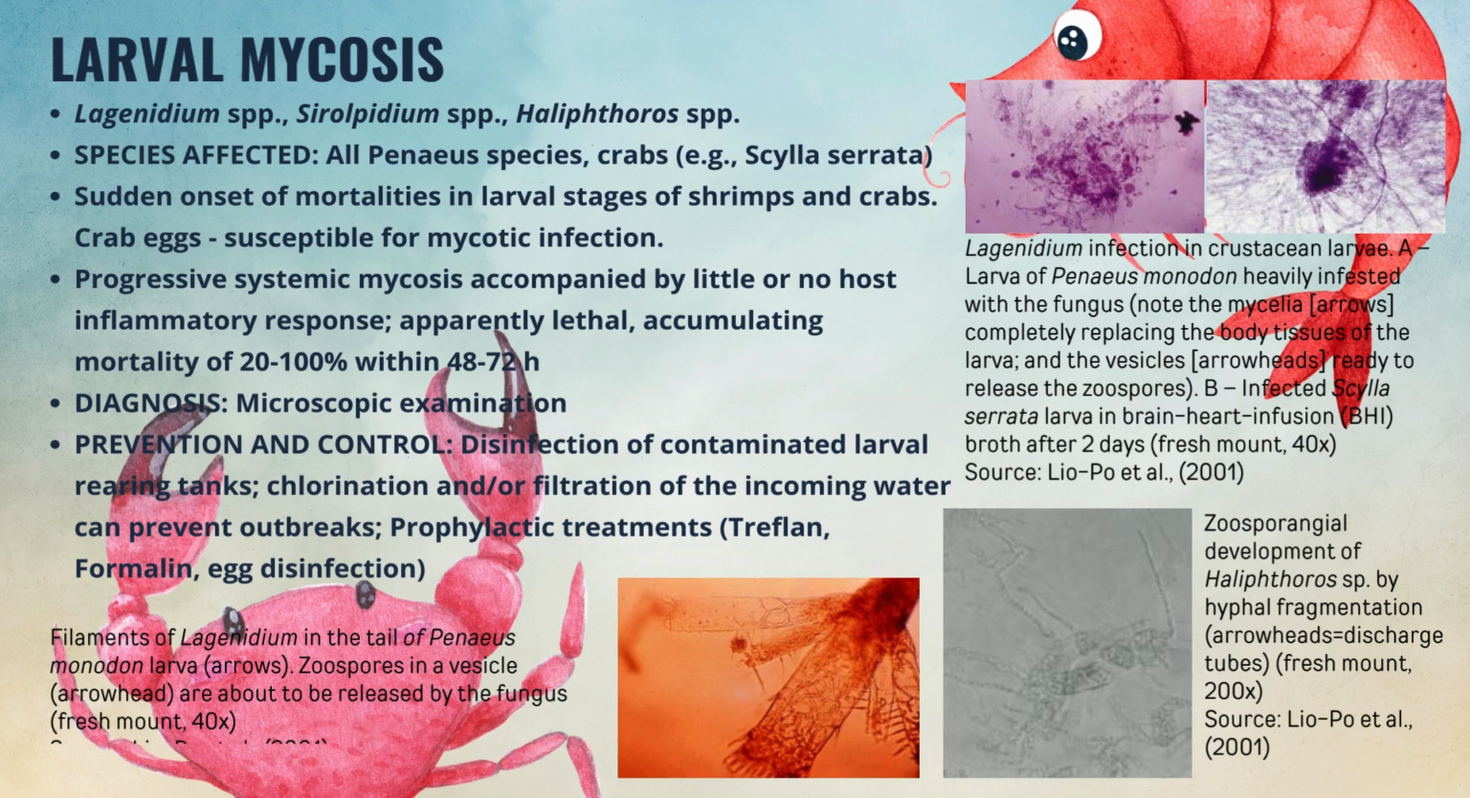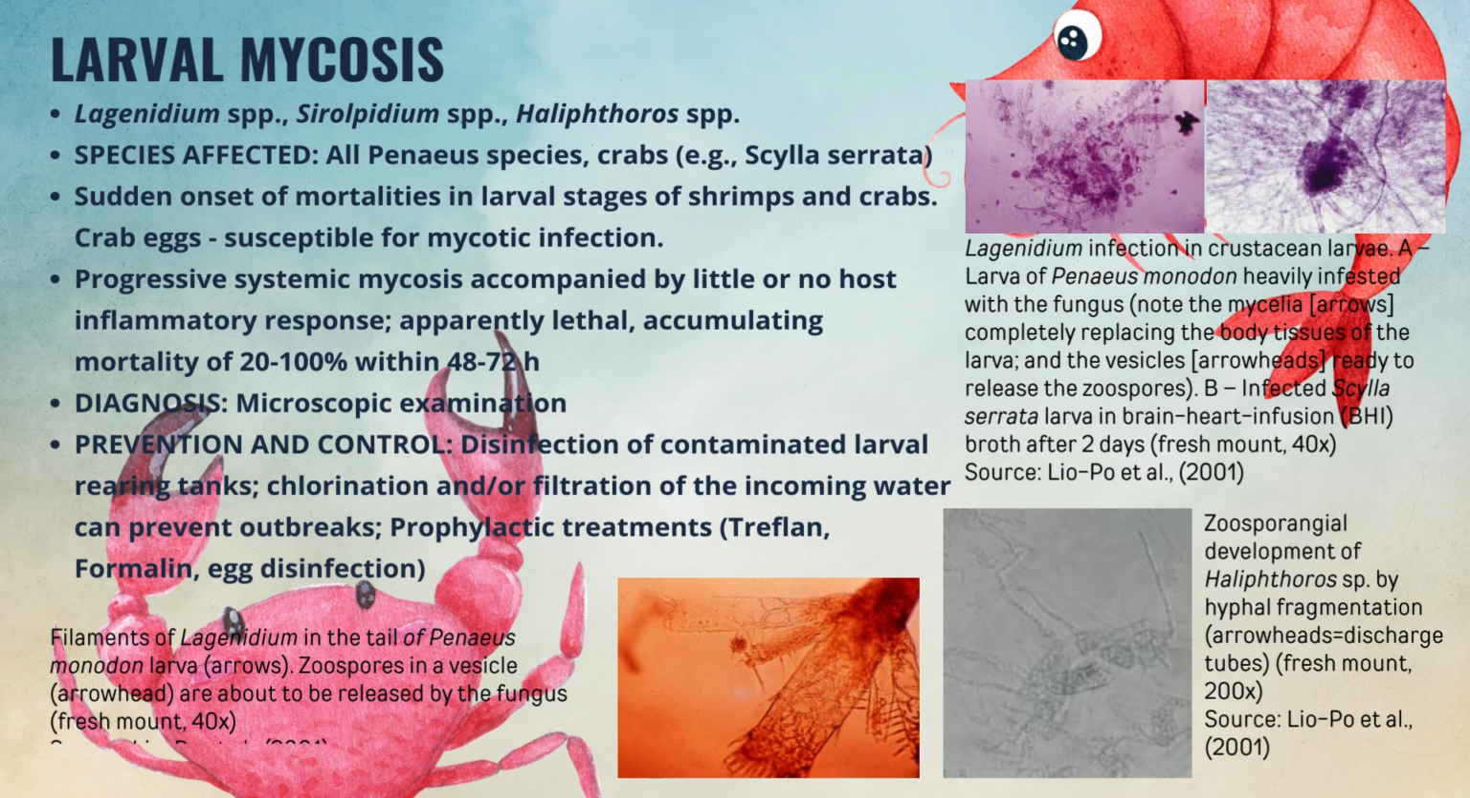This disease is characterized by sudden onset of mortalities in larval stages of shrimps and crabs. Crab eggs are also susceptible to mycotic infection. The commonly affected larval stages among shrimp species are the protozoea and mysis stages. Progressive systemic mycosis that is accompanied by little or no host inflammatory response can be observed. Infection is apparently lethal, accumulating mortality of 20 to 100% within 48 to 72 hours after onset of infection.